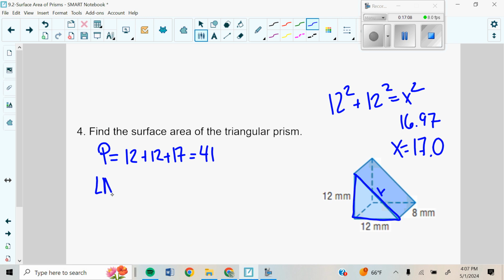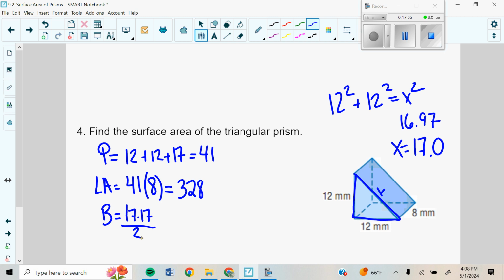So our lateral area is our perimeter times our height, the distance between the two bases, which is 8. So we type that in, and we get 328. Then we need to find a base area. The area of a triangle formula, remember, is base times height divided by 2.